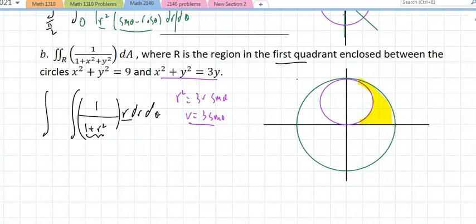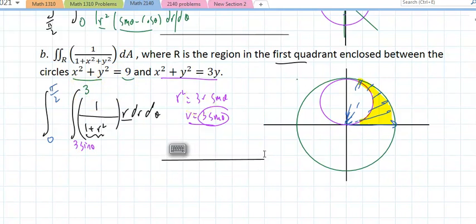Well, that's fairly simple as far as polar. I keep on saying simple. It is to me, really. Theta runs from 0 to pi over 2, quadrant 1, yes. And r runs from what? Do you see that r runs always from the purple curve? The purple curve is actually 3 sine of theta, and it terminates on the green, and the green is r equals 3.